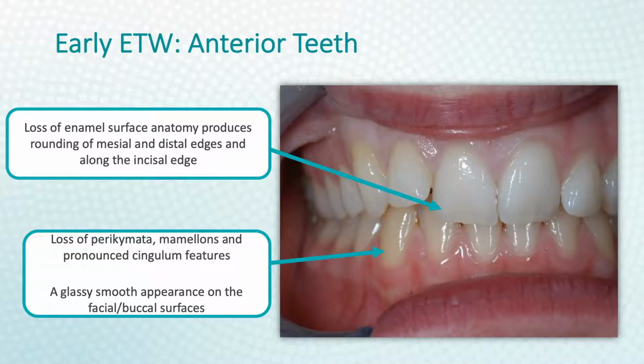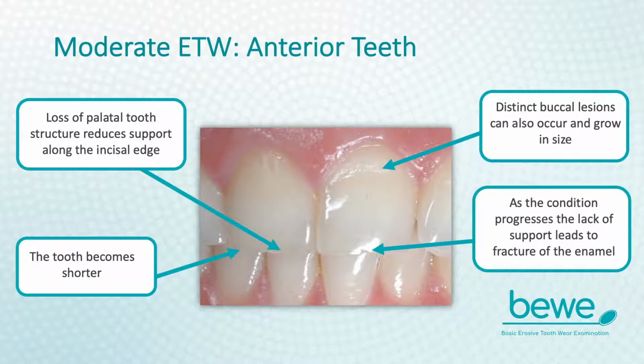Early signs of erosive tooth wear for anterior teeth may include loss of enamel surface anatomy, producing rounding of the mesial and distal edges and along the incisal edge. Loss of enamel features such as mamelons and a glassy smooth appearance on the facial buccal surface. As enamel destruction becomes more pronounced, there is more hard tissue destruction and it becomes easier for us to identify clinically.